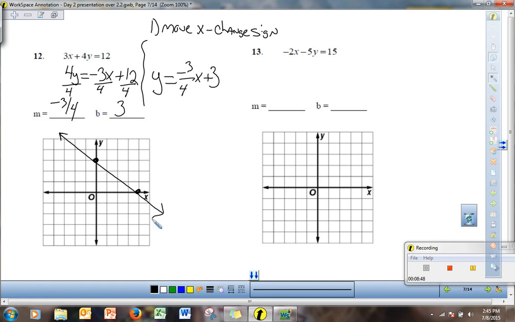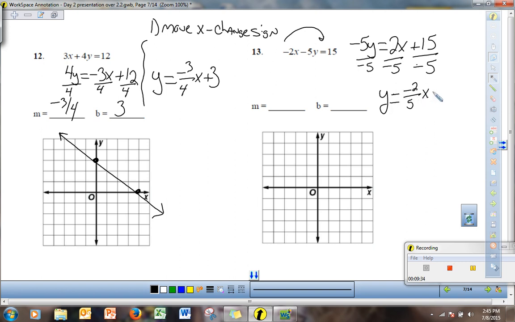So number 13, -2x minus 5y equals 15. I'm going to move the -2x to the other side, so I've got -5y equals +2x plus 15. So I slid that over and changed the sign. Now I'm going to divide everything by -5. So I've got y equals -2/5x minus 3, because +15 divided by -5 is -3.